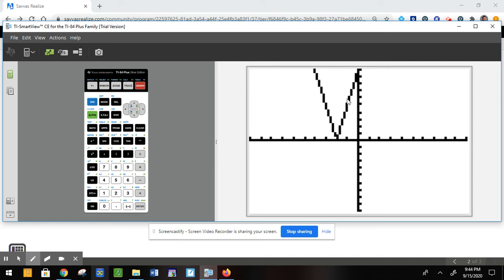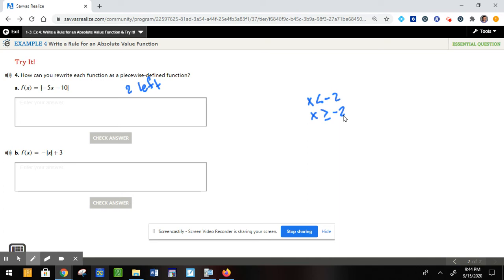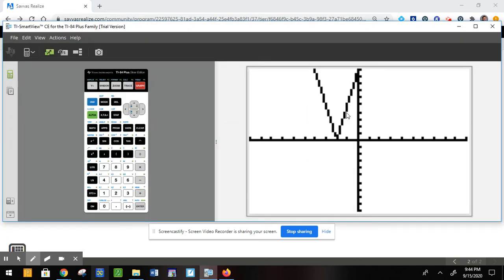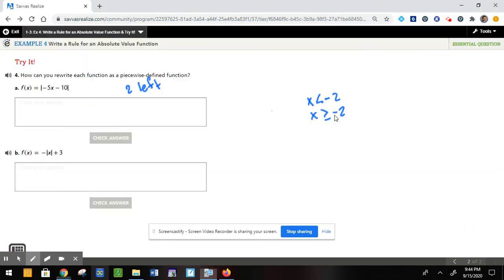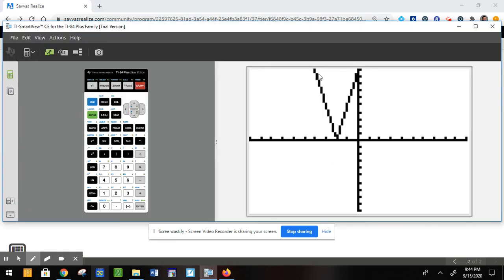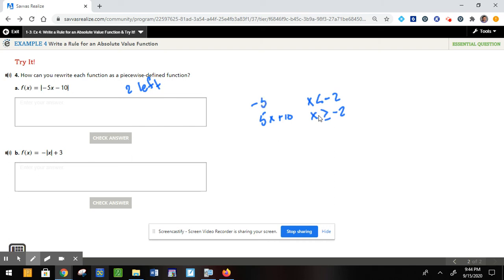The right side is going to be, it's actually going to be 5x plus 10. So since that's negative, then the right side is going to be the opposite part. So what's on the right side is going to be the 5x plus 10. And what's going to be on the left side is going to be the negative 5x minus 10. All right. And then in function notation, it's f of x equals.